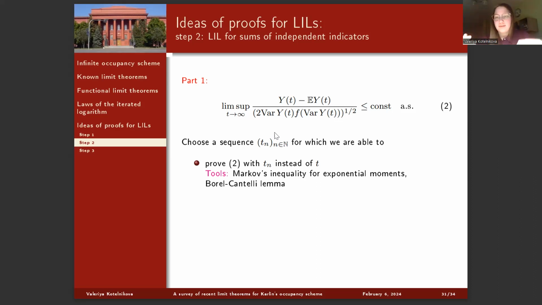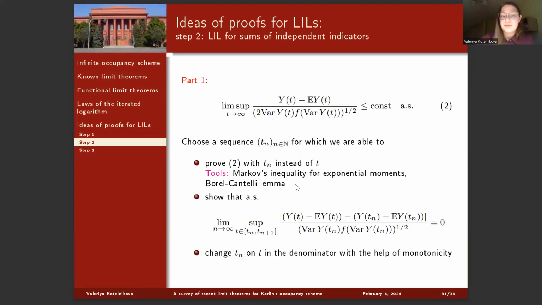Our idea is to choose, instead of working with T, which is from a set of cardinality continuum, to work with a sequence Tn, which has countable cardinality. So we choose a sequence for which we are able to show, I believe, 3 things. First, that we are able to prove the law of iterated logarithm substituting T by Tn. And in order to prove it, since we have a countable set, the Borel-Cantelli lemma is going to be a great tool. And to estimate probabilities which arise in this Borel-Cantelli lemma, we apply Markov's inequality for exponential moments.